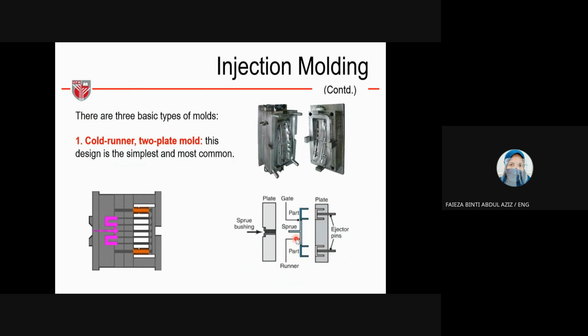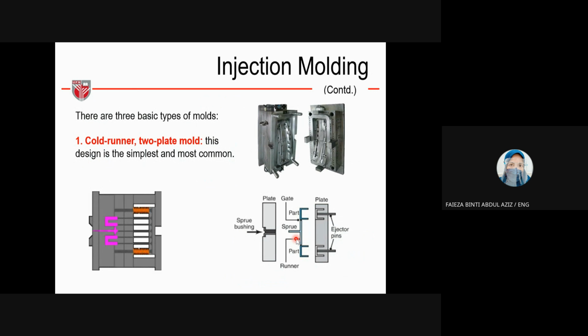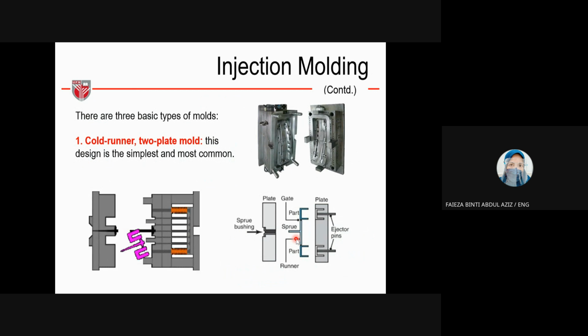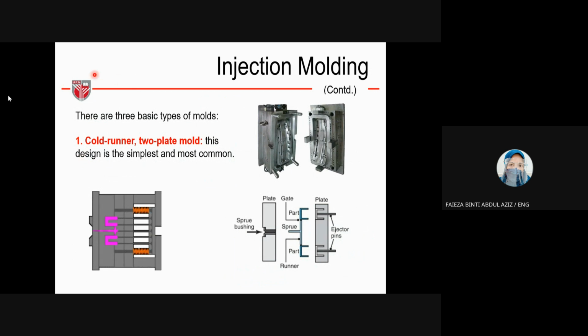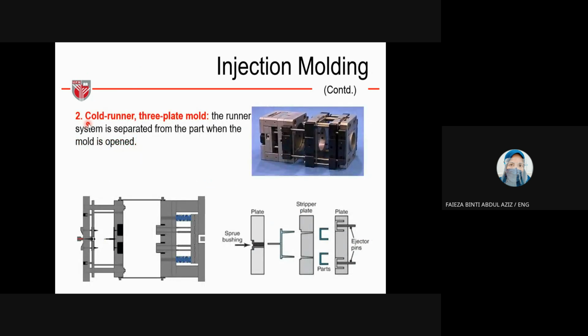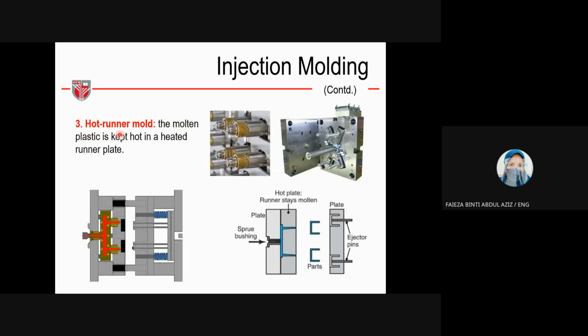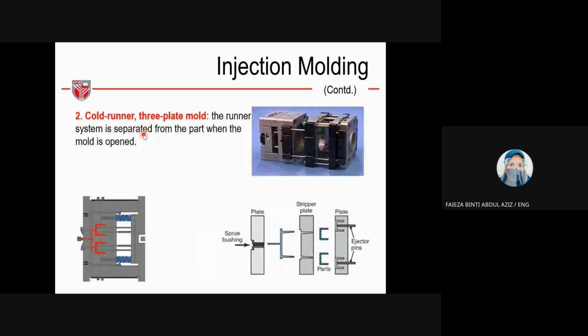Okay. Next slide. This slide shows you the three basic types of molds. Number one is the cold runner, two plate mold. Number two is the cold runner, three plate mold, and the third one is the hot runner mold. So I go back to the previous slide. Let me explain one by one.